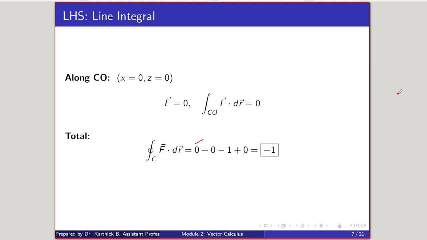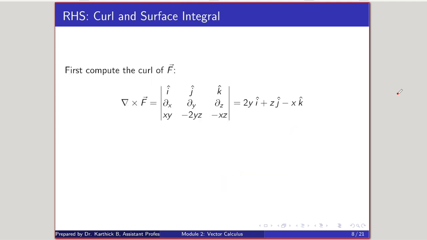Therefore, while adding up all the values, I'm getting the LHS part as minus 1. Now we are going for the RHS part. So in the RHS part, we want to evaluate the double integral over the surface of the curl, gradient cross f vector, dot n cap dS. This is the normal vector. So first we will evaluate this gradient cross f vector.